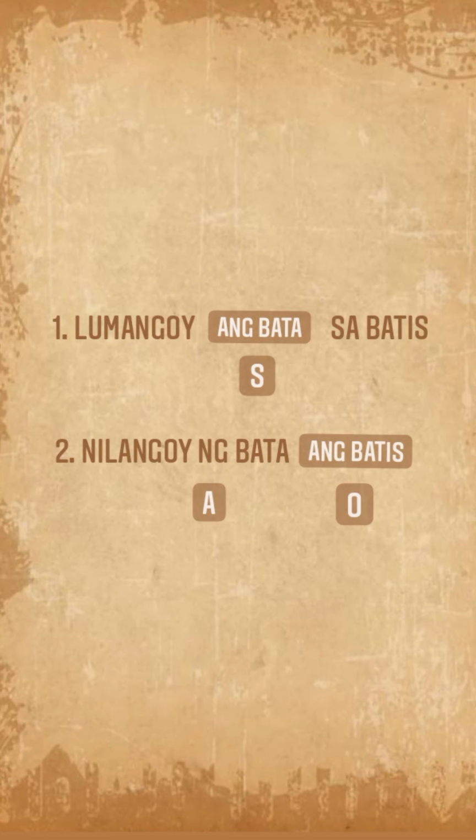Let's now have the example. In Tagalog, number 1, lumangoy ang bata sa batis. Number 2, nilangoy ng bata ang batis. Sentence 1 is an intransitive sentence, and bata is the only argument, the S, both the source of the action and the most affected entity of the swimming action. Sentence number 2, on the other hand, is a transitive sentence with bata as the source of action, the A, and batis as the affected entity, the O.